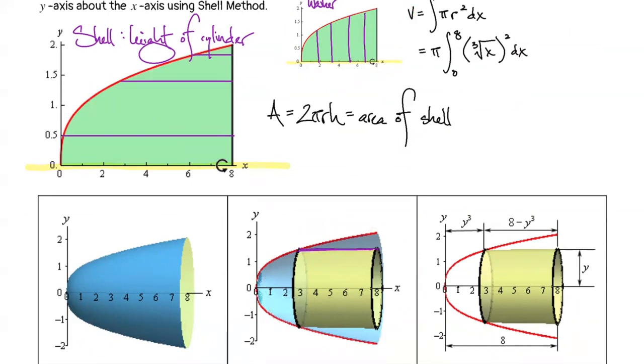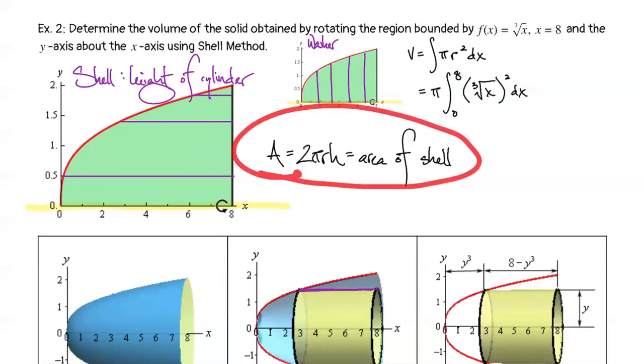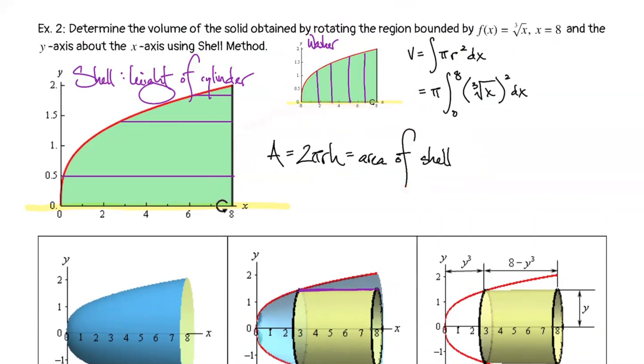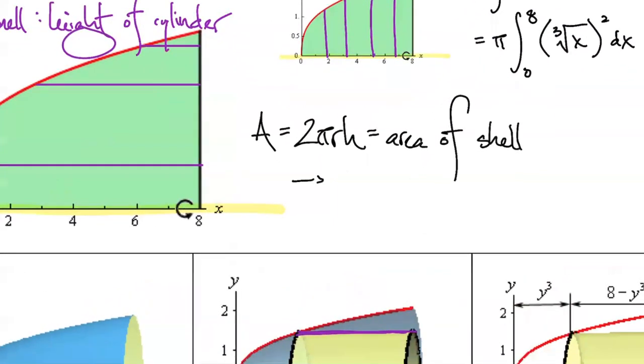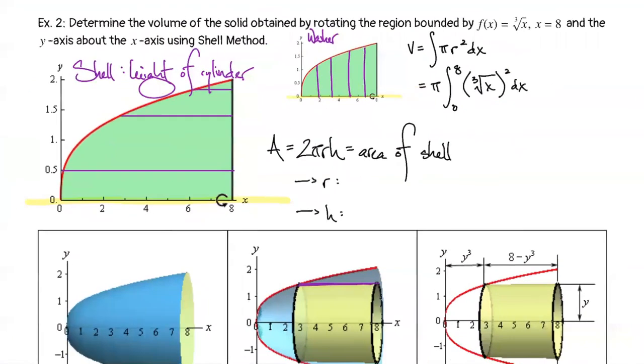All right. So if we're asked to use the shell method, we want to use this area formula. It would be really helpful if we knew which direction the radius was going in, because the direction of the radius will tell us whether we should use dx or dy, okay? So maybe before we move on to the actual equation, let's write down whether our radius and height are x values or y values, all right?